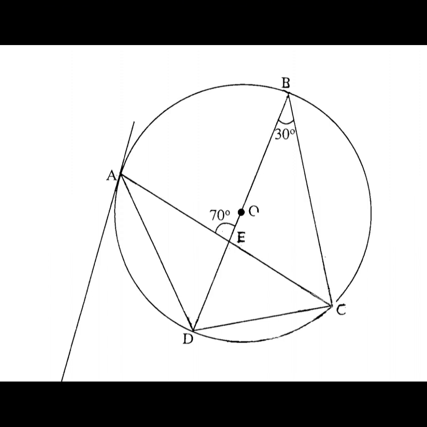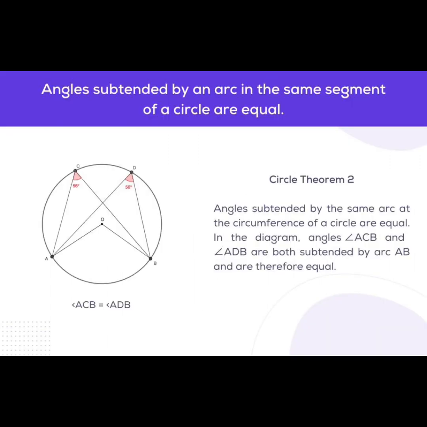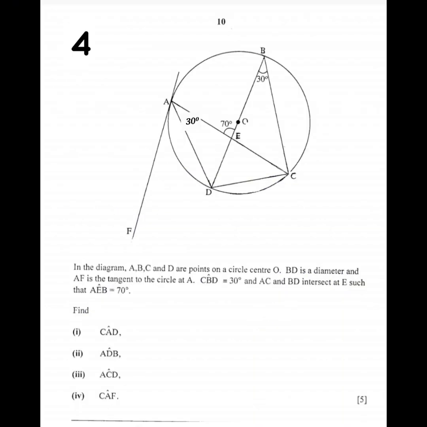So first, I want to explain the theorem that is going to be applied for us to have our CAD as 30 degrees. The theorem says that angles in the same segment are equal. You need to be able to apply this theorem. Can you see on our diagram that triangle CAD and triangle CBD are sharing the same base, which is CD. Therefore, CAD is going to be equal to 30 degrees.